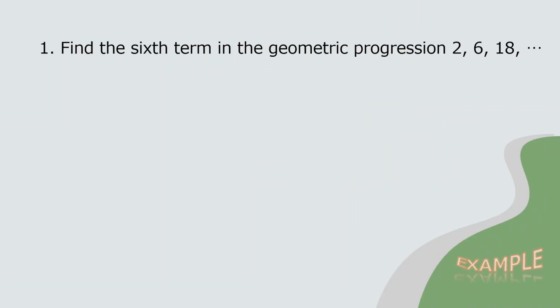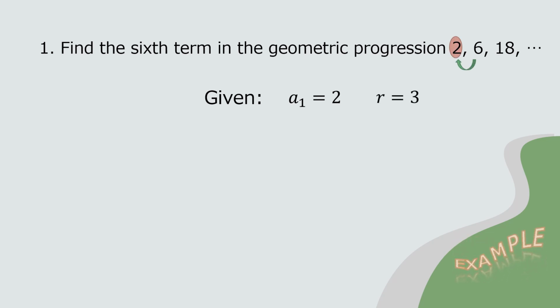Example: find the sixth term in the geometric progression 2, 6, 18. Given, a sub 1 is equal to 2. R is equal to 3, since 6 divided by 2 is equal to 3, or 18 divided by 6 is equal to 3. N, which is the sixth term, so n is equal to 6.